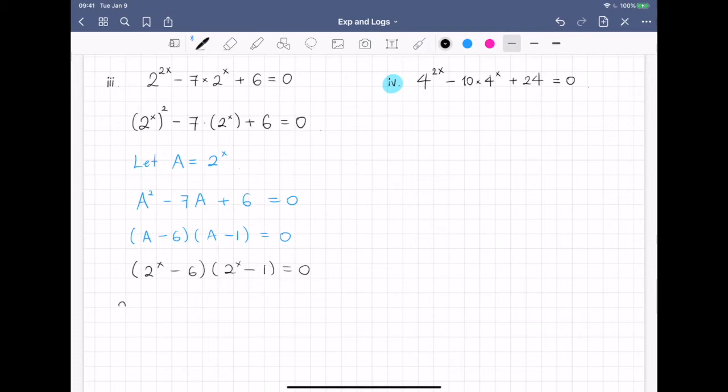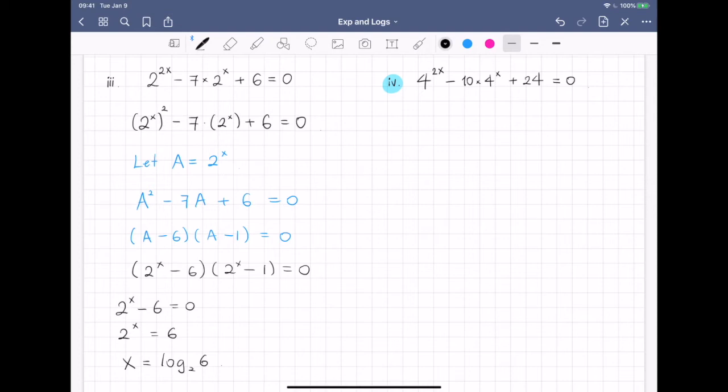So either 2 to the x minus 6 is 0, which means 2 to the x power is 6. And solving for x, you can change it to log form, which gives you x is equal to log base 2 of 6. And that's the exact answer. You can put it in the calculator and get a decimal answer as well if you want.